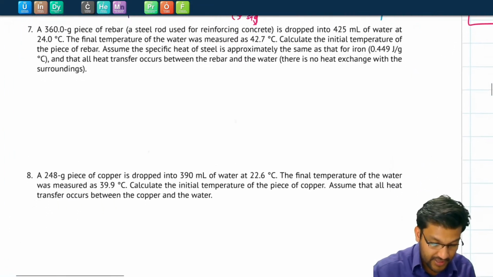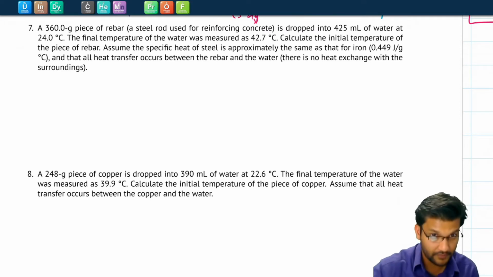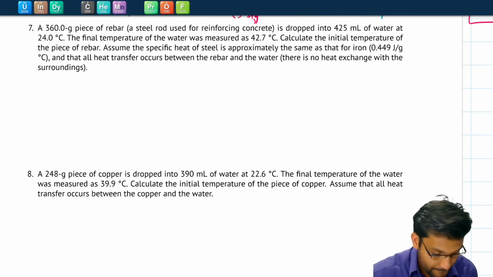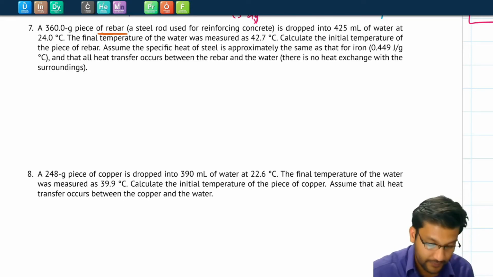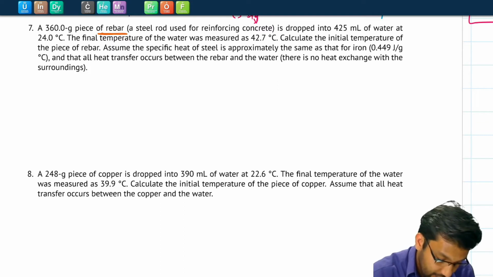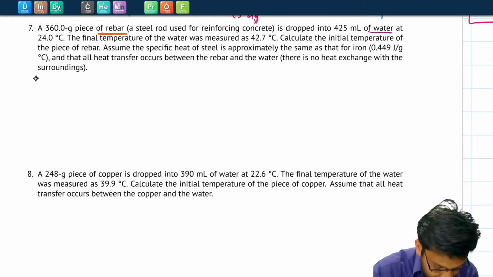If you haven't done number 7 yet, please pause the video now, try number 7, and then I'm going to go over it right now. All right, so let's look at number 7. In the case of number 7, we have a piece of rebar, and we have water. So those are two substances in thermal contact. So let's see all of the pieces of information that we do have.